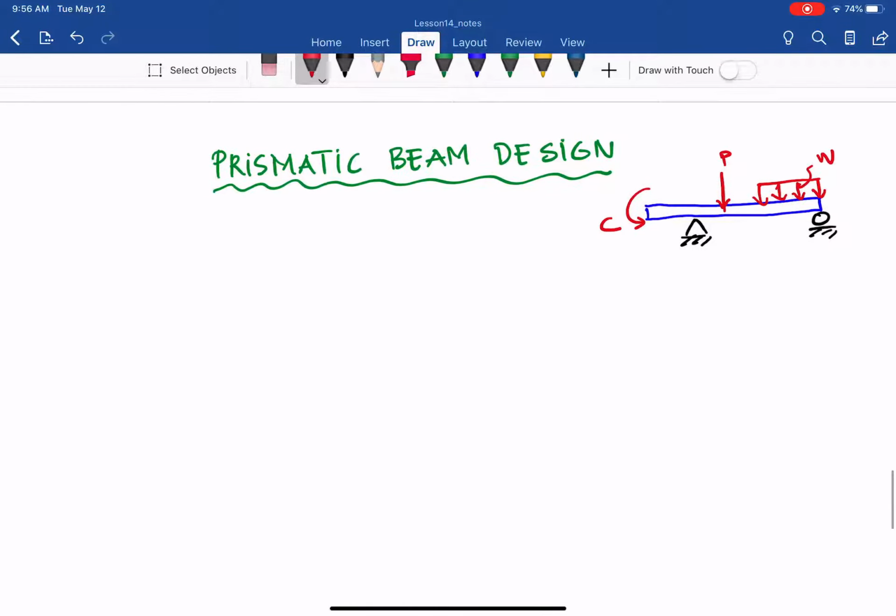So how can we design for that? Let's write down the two things that we consider. The first is along the beam, and the second is on the cross section.